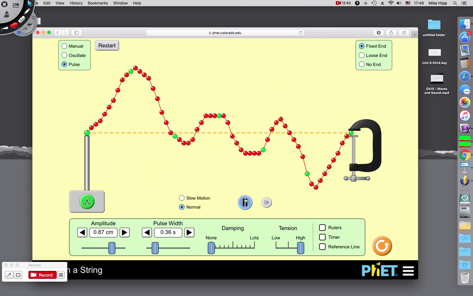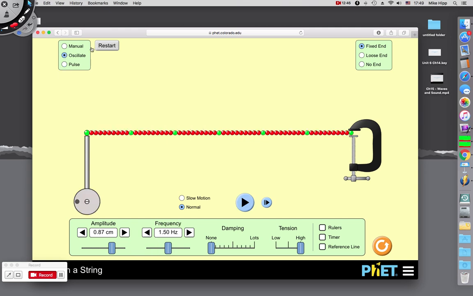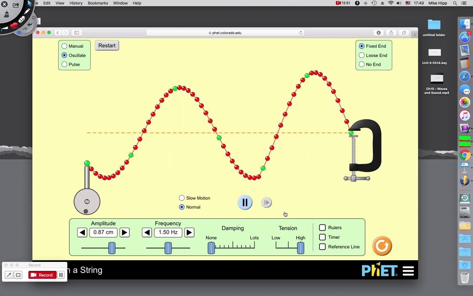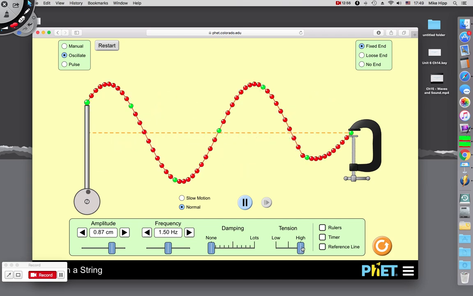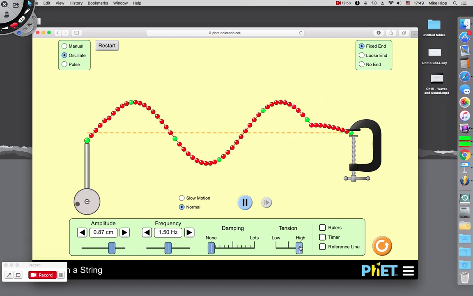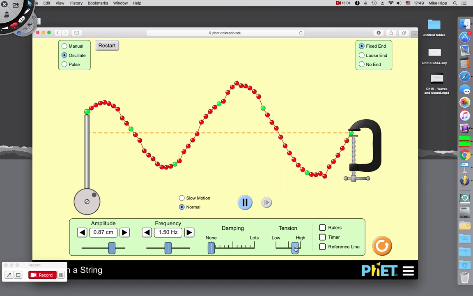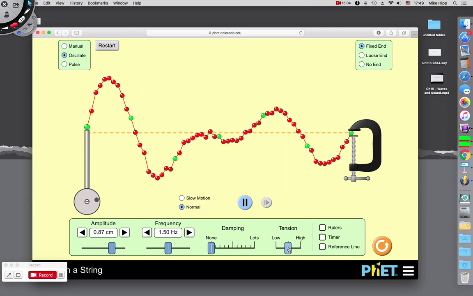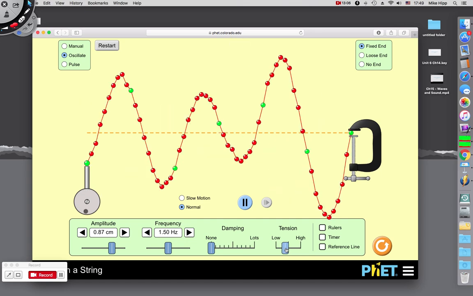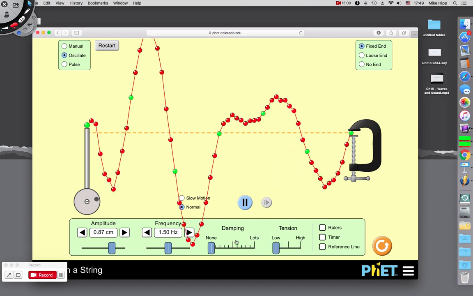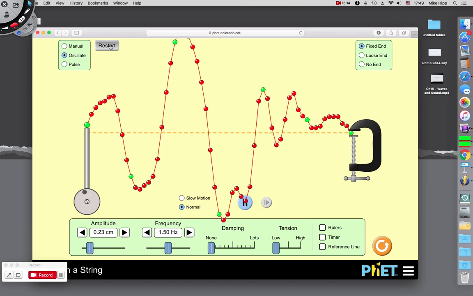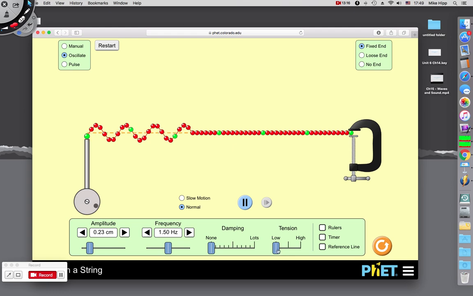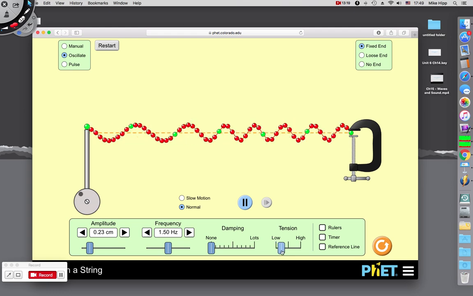Now, if I were to turn on this oscillate, and if I were to get my system just right, let's see if I can do this. Will it do it or not? No, I've got to change my tension here, and let's see if I can get that to work just right. And what I want to create, let's crank this amplitude down, is something called a standing wave.